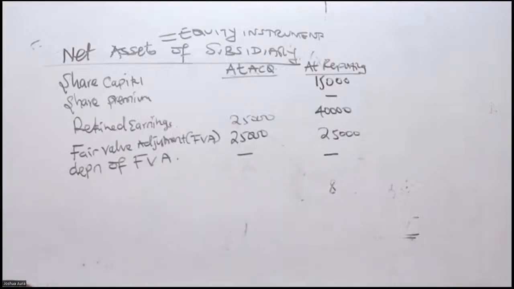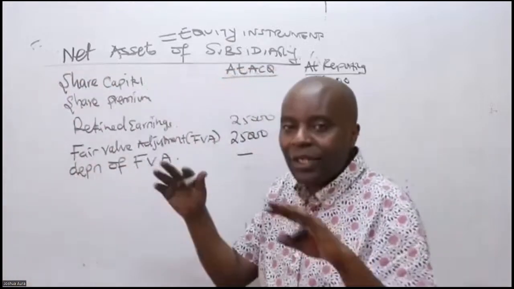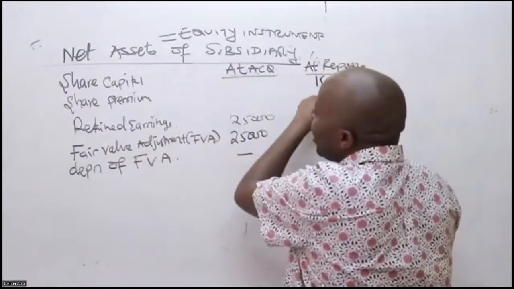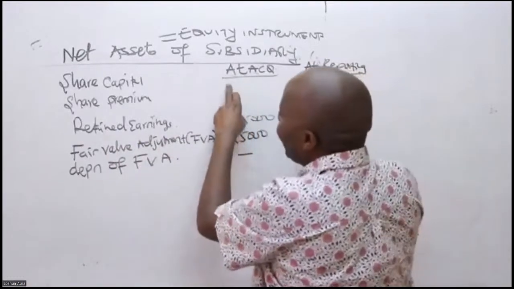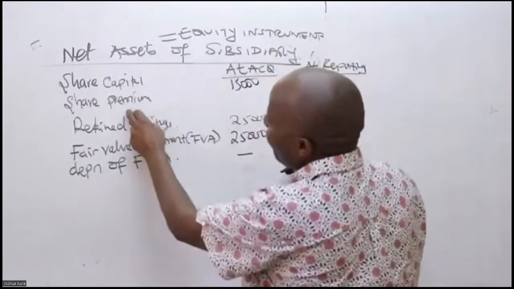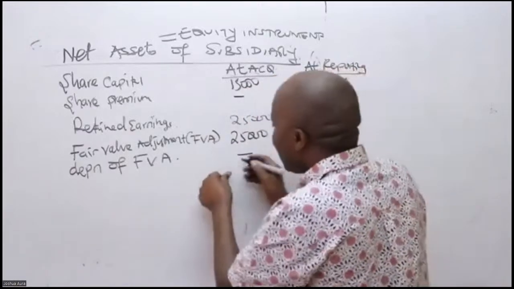Now listen here. The share capital of a subsidiary doesn't change in between. So the share capital at reporting will always be the same as share capital at acquisition, 15,000. And then share premium has not been given in the question at all. So that is okay.